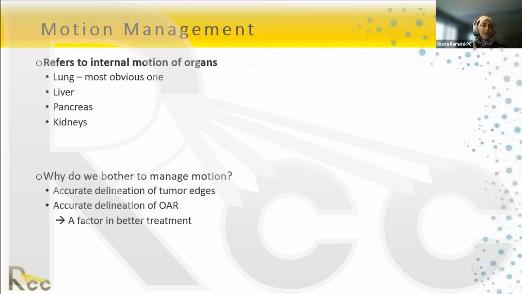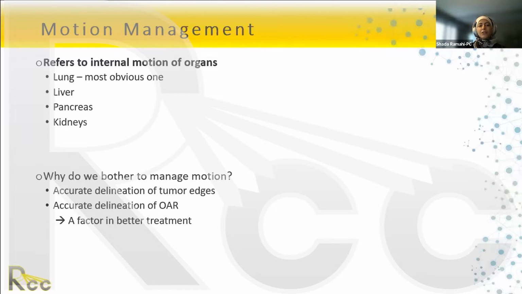Now, when we say motion management, we basically refer to the internal motion of the organs, right? We're not talking about a patient moving on the table. That's external, and that should be restricted by the immobilization devices. A lot of things move inside the patient, inside everyone actually, and of course, the lung is the most obvious one. We do lung, liver, pancreas, and kidney motion management where I work right now.